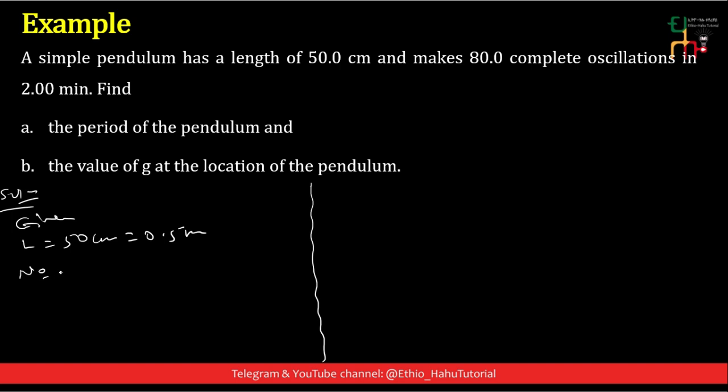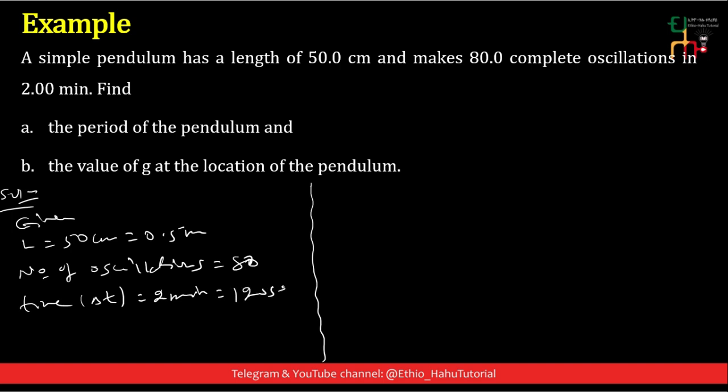Number of oscillations is equal to 80 in a time delta t equal to 2 minutes, which is equal to 120 seconds. A, what is the period of the pendulum? And B, the value of g, the acceleration due to gravity.